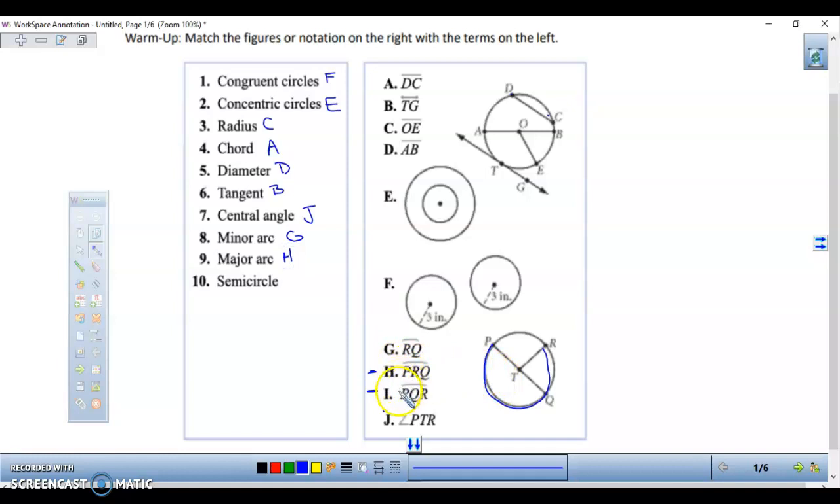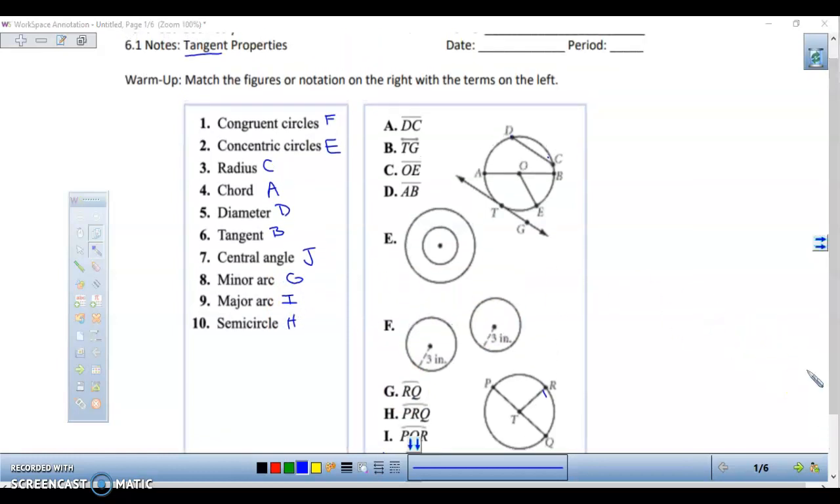And then the semicircle is half the circle, and that would be, oops, I think I did that one backwards. Excuse me, my major arc should have been PQR, which was I. And then my semicircle is half the circle, which would be PRQ, which is option H. So the purpose of that, you guys, just a quick run through.